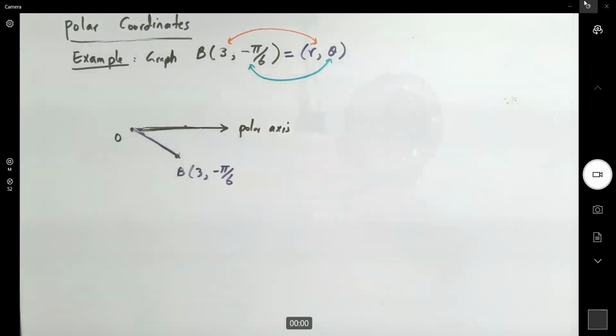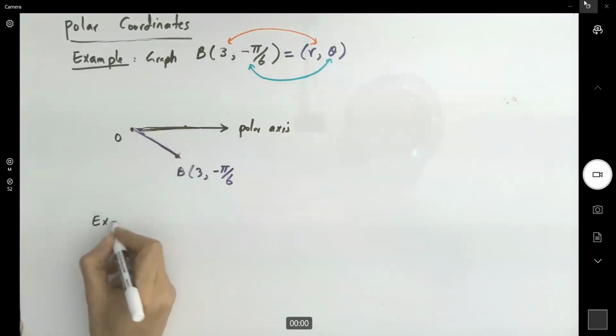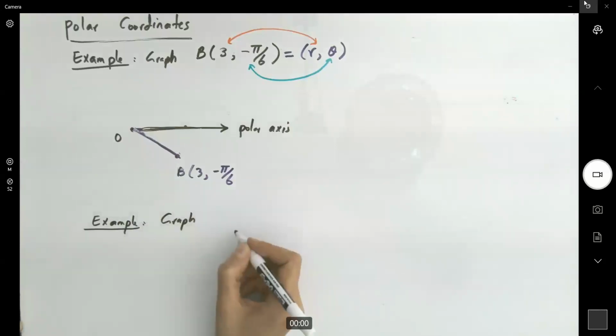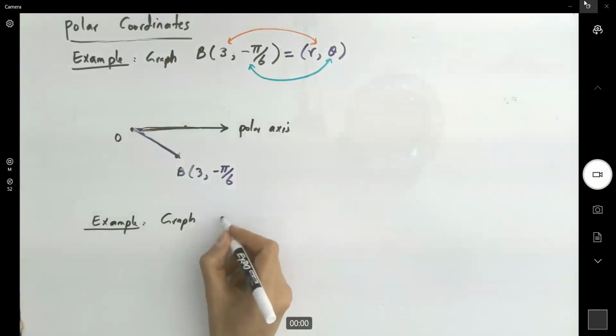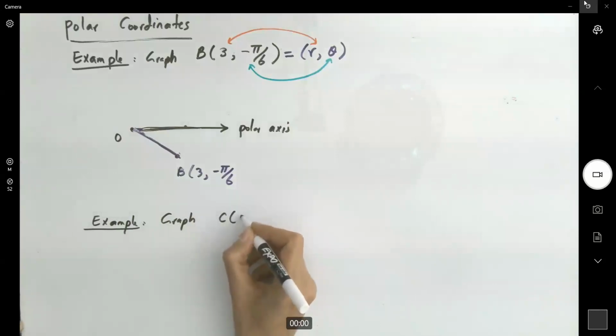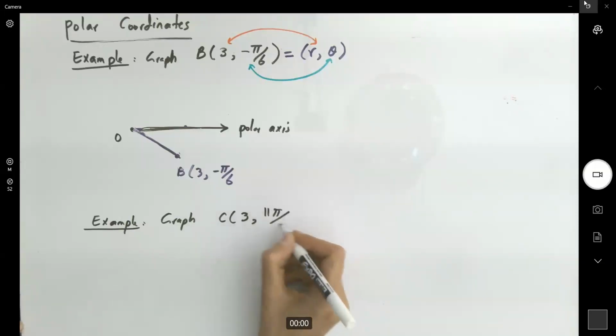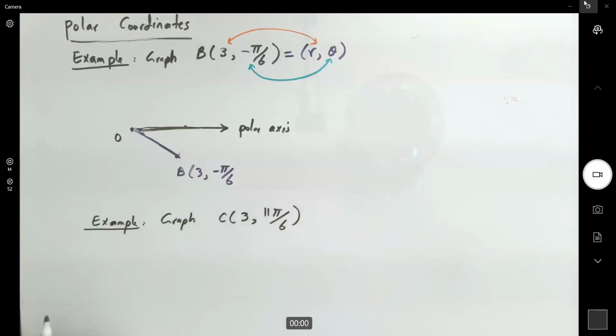Okay, another example. This example says, graph the following. Graph point C with 3 and 11 pi over 6. Okay, 11 pi over 6. What do I have here? Well, first start by the origin. This is my origin, and this is my polar axis.